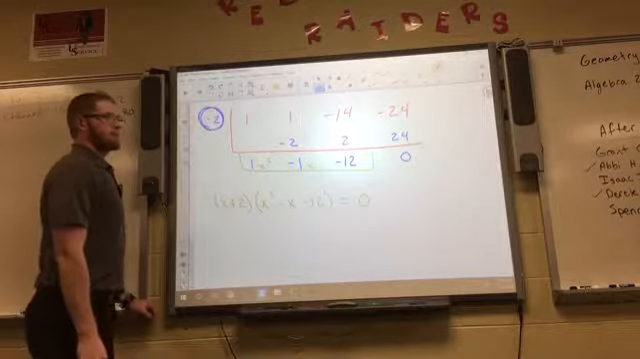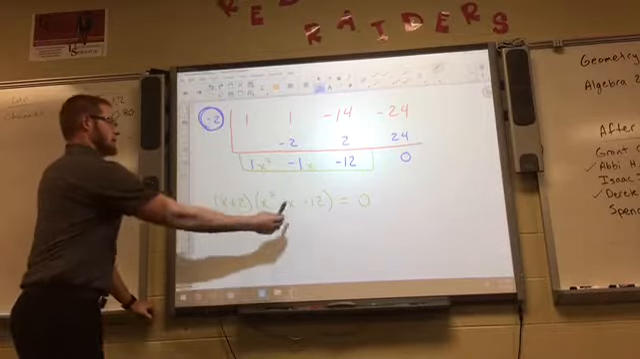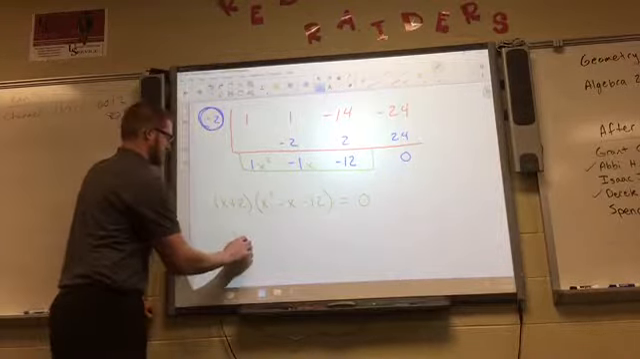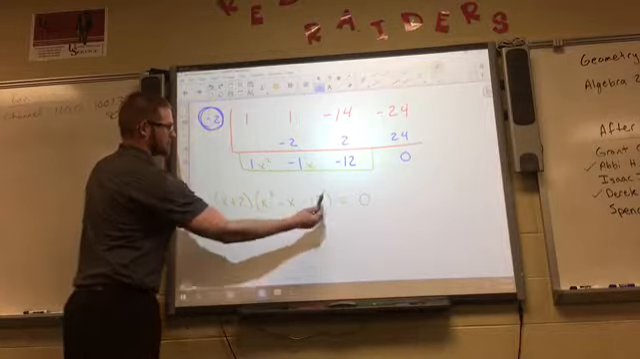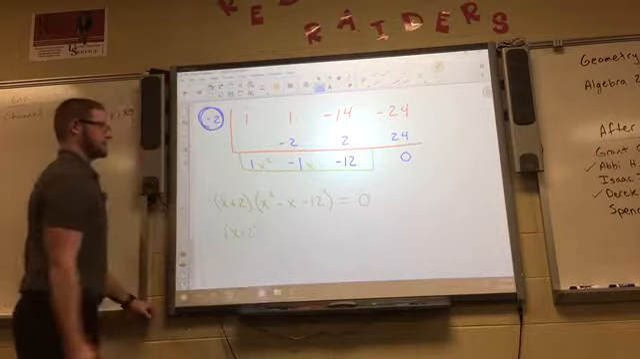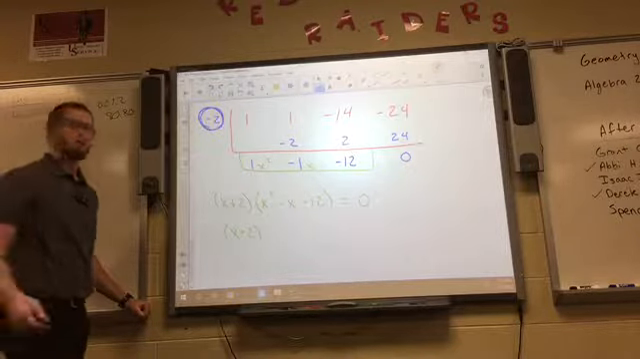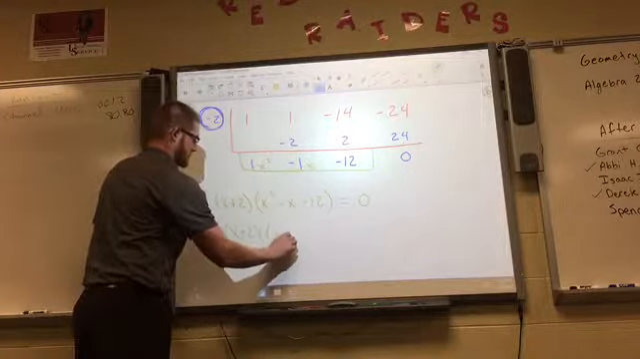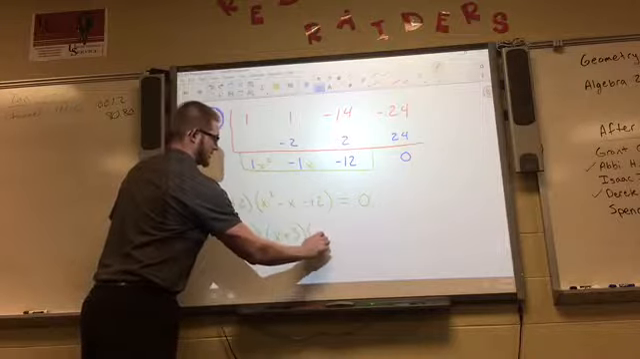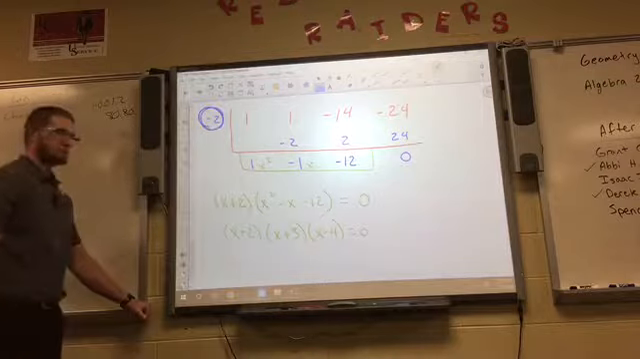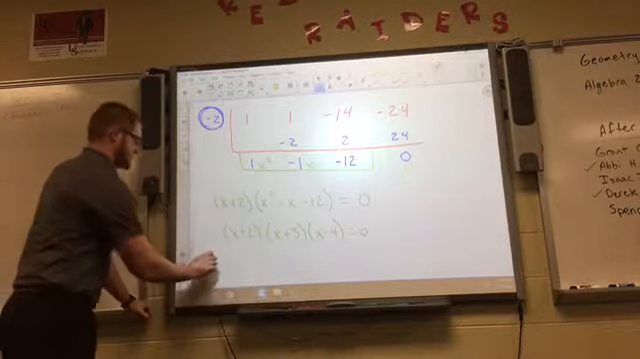So, is this fully factored yet? No. So let's finish factoring that. So I have x plus 2. What multiplies to negative 12 and adds to negative 1? Negative 4 and what? 3. So I have x plus 3 and x minus 4. Is everything fully factored now? Yes. Okay.